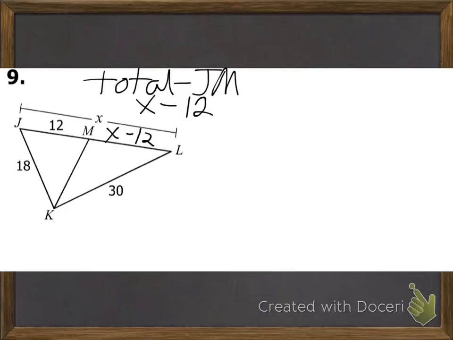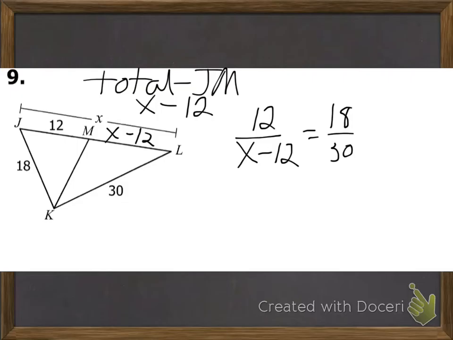So we're going to have 12 over x minus 12. I'm just going to go left to right. It's usually the easiest thing to do. And then 18 over 30. Now, in this case, I will go ahead and reduce this fraction over here. And let me do a different color here. Let's do green.